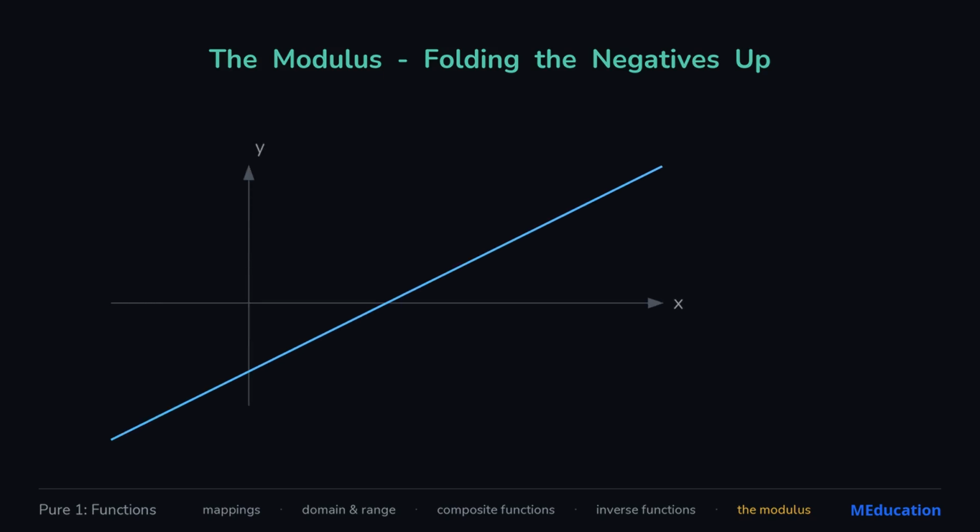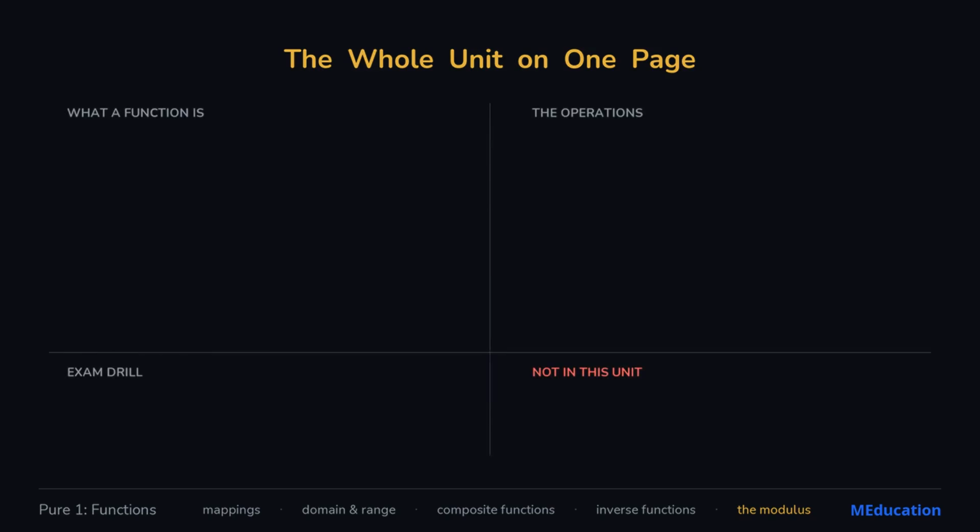Last comes the modulus, written with two vertical bars. It simply strips away any minus sign, returning the size of a number regardless of direction. The modulus of -4 and the modulus of 4 are both just 4. Distance from 0, nothing more. On a graph, the effect is striking. Wherever the line dips below the axis, the modulus flips that part straight up, reflecting it in the x-axis to give a sharp V. Everything that was negative becomes positive, so the whole curve now sits on or above 0.